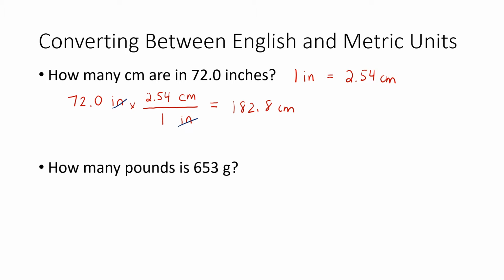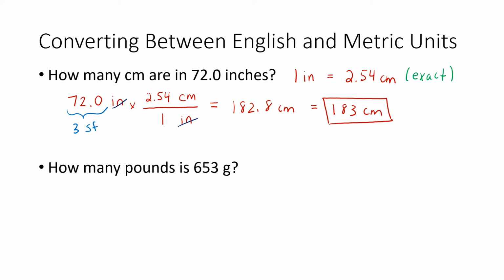And if we were looking at significant figures, the only thing we would look at to figure out how many sig figs there are in this problem is how many are in the original measurement, which 72.0 has 3 sig figs. So that means we can actually only keep 3 sig figs in our final answer. So we would have 183 centimeters as our final answer. We don't look at the 1 inch equals 2.54 centimeters in terms of sig figs because this is an exact definition. Therefore, it's assumed to have an infinite number of significant figures.